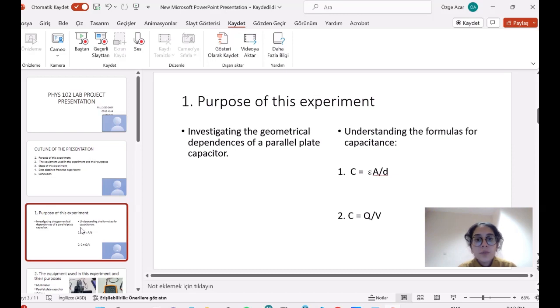Here you can see the purpose of this experiment. My purpose of doing this experiment was investigating the geometrical dependencies of a parallel plate capacitor. I focused on the distance variable. I investigated how the distance between the parallel plates of the capacitor affects the capacitance of the capacitor.